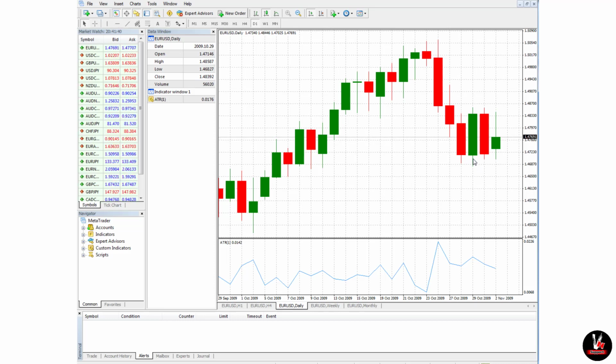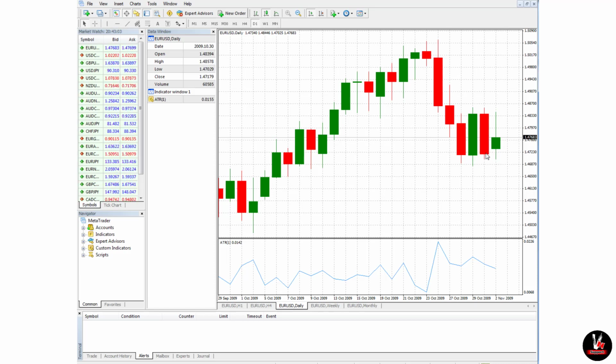minus 3 pips. So let's do our calculations here. You can see that our high is 1.48587 and our low is 1.46827.